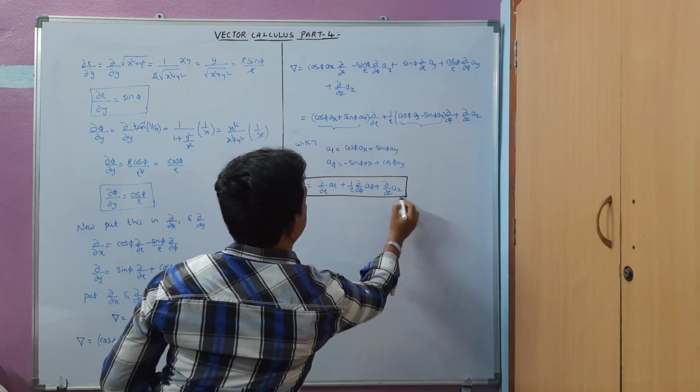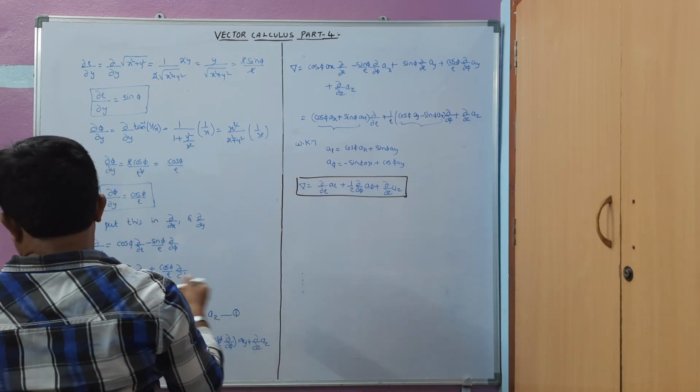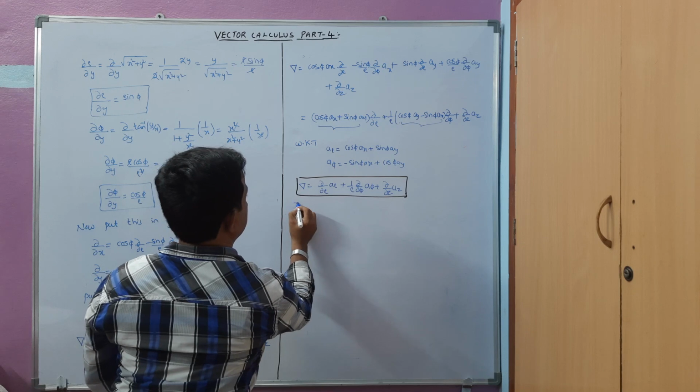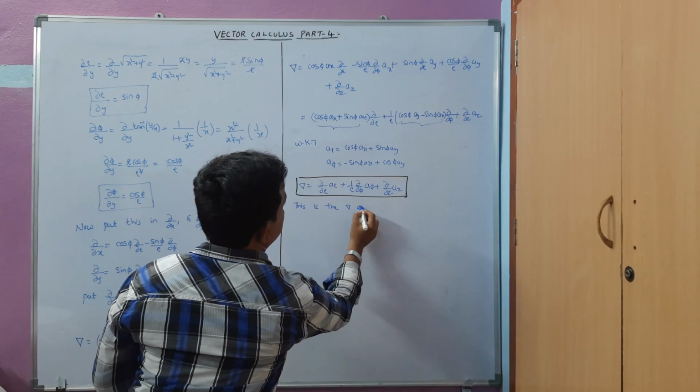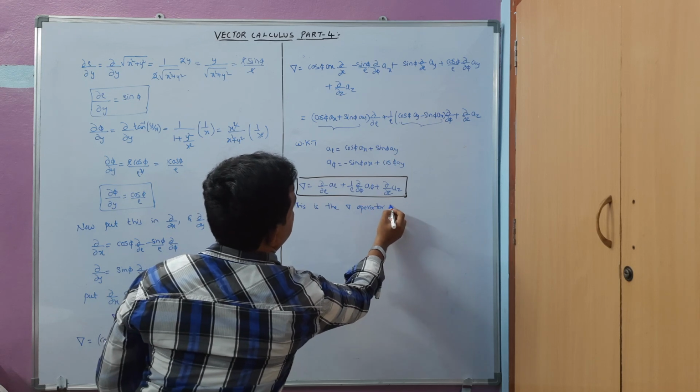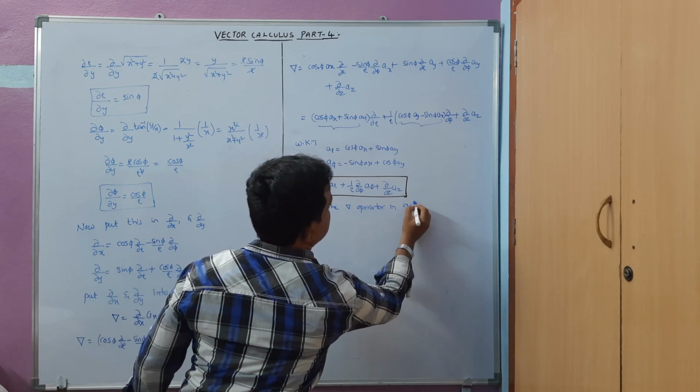So this is the complete equation of the del operator in cylindrical coordinates.